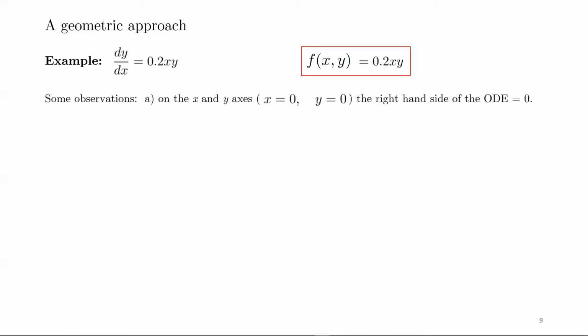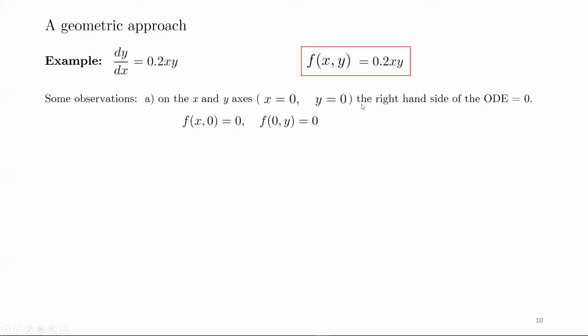Okay, so we can make some observations about this ODE. So on the x and y axis, so the x-axis is where y is equal to 0, and the y-axis is where x is equal to 0. In other words, on the x and y axis, x is 0, y is 0, this function is going to be 0, okay? Because we're multiplying 0.2 times either 0 or 0.